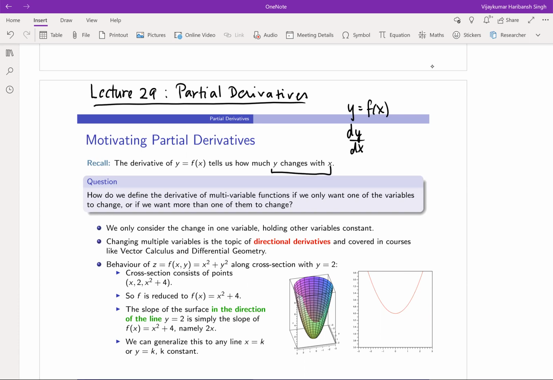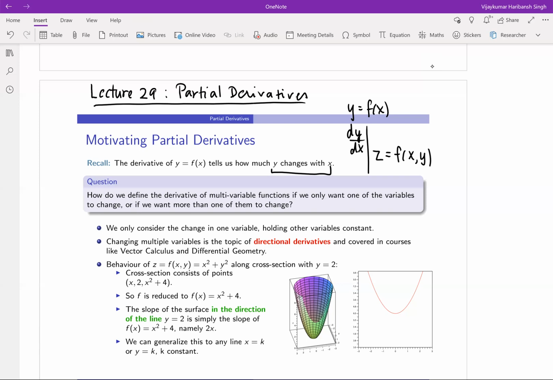Now, if you look at a function of two or more variables, let's look at a function of two variables. So suppose this is your function z. Now you can see how much z changes if you change x, or how much z changes corresponding to a change only in y, or how much z changes with a change in x and y both. So there are many possibilities of changing the variables.